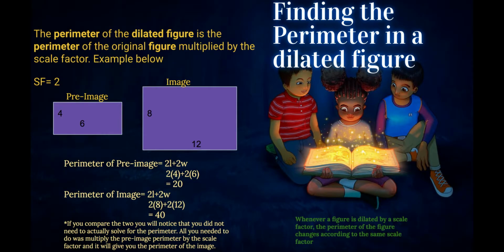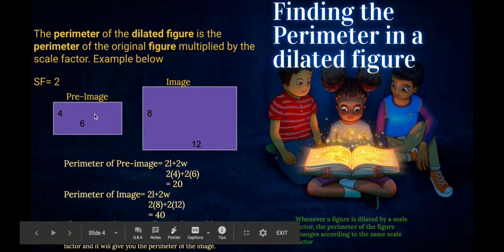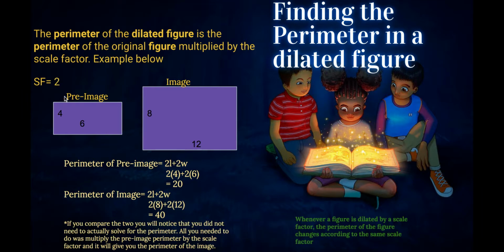So first we're going to find the perimeter in a dilated figure. To find the perimeter, the perimeter of the dilated figure is going to be the perimeter of the original figure, or the pre-image, multiplied by the scale factor. So all I would need to do is find the perimeter of this pre-image and then multiply it by my scale factor, and I'll get the perimeter of my image.